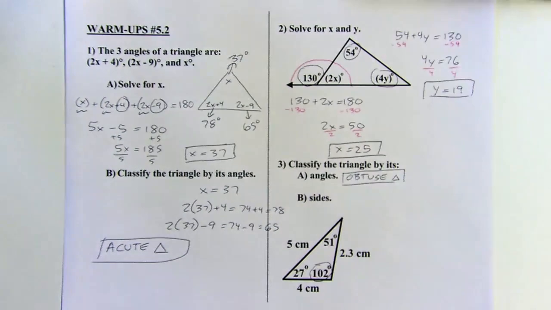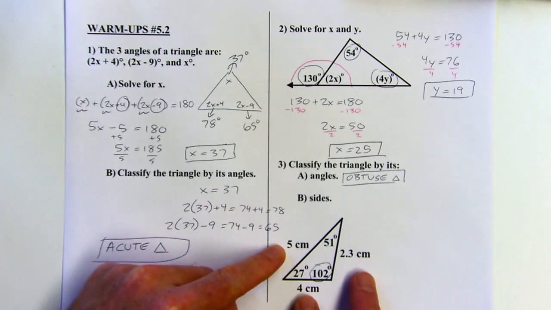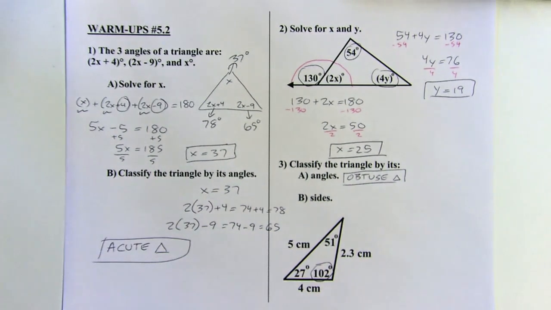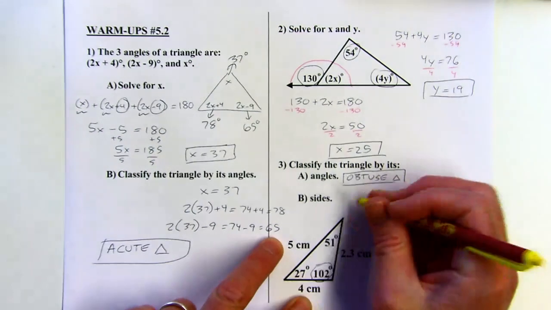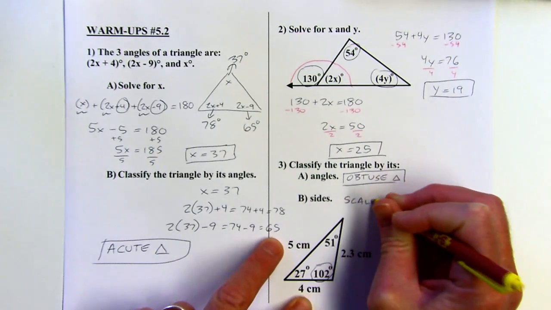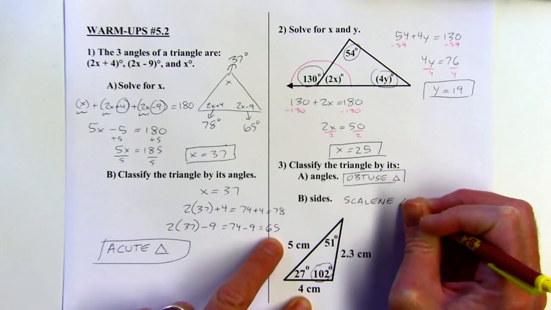Okay, and now by the sides, I'm looking for things like equilateral, isosceles, or scalene. And equilateral, all three sides are congruent. That's not the case. Isosceles, two sides are congruent. That's not the case either. When all three sides are different lengths, that is going to be a scalene triangle. So this is an obtuse scalene triangle.